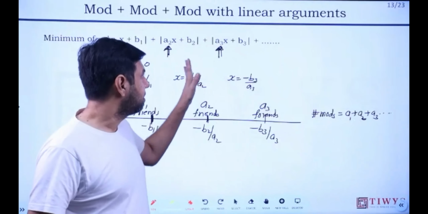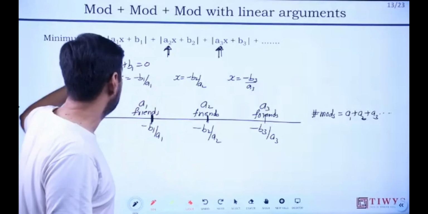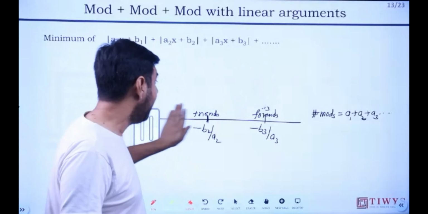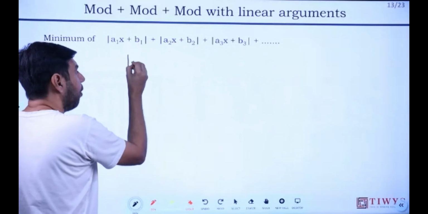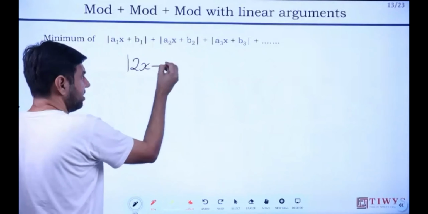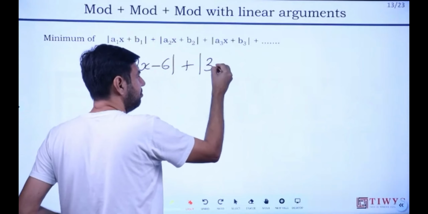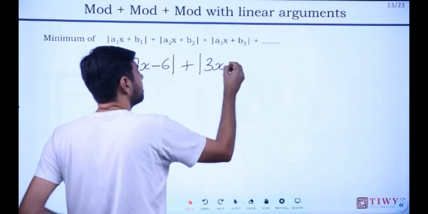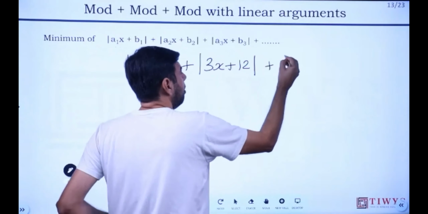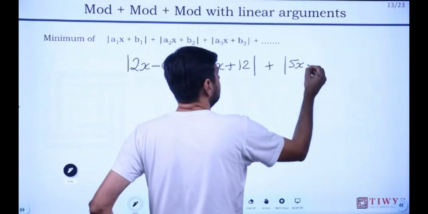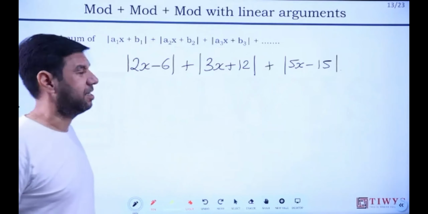So I can't proceed with these numbers. I'll explain it with a variable and keep it short and easy for now. I'm making it very easy, students. I'm taking numbers so that every calculation is very, very simple. 3x plus 12 and mod of 5x minus 15. I've made it very easy.